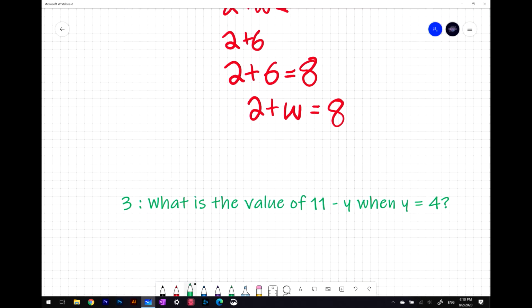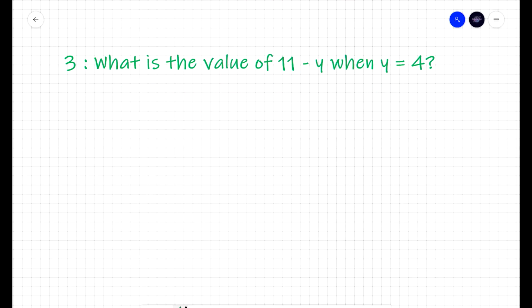Moving on to the third question, this is a subtraction question. So the question is, what is the value of 11 minus y when y is equal to 4? Another 5 seconds.